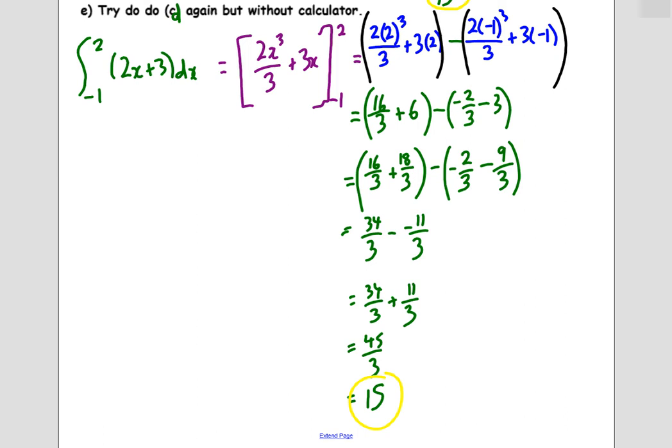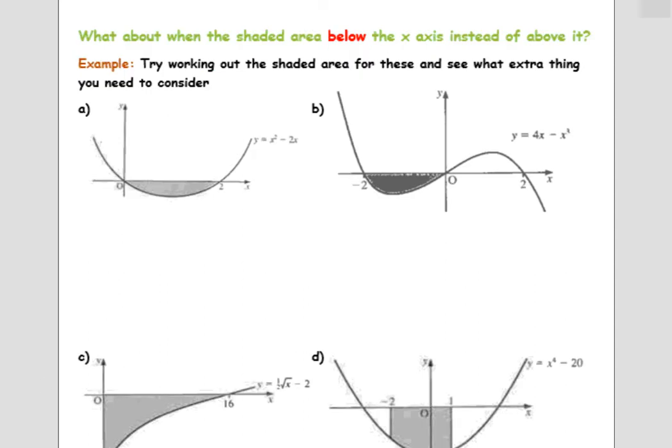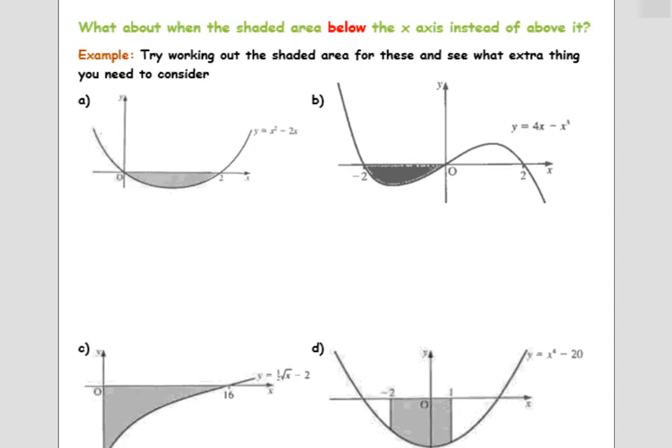Sarah's reminding me of something important, which makes me think, let's do the next one with the calculator, because there was a whole point to the ones on the next page. They're slightly different. Sarah's noticed that in the previous ones, the areas were all above the curve. What were you saying about these ones?